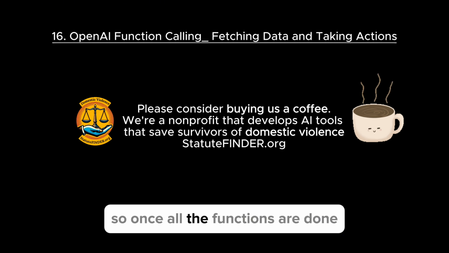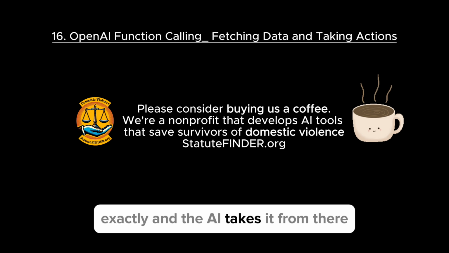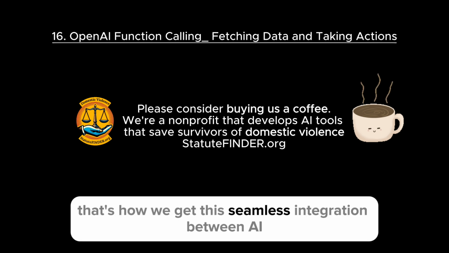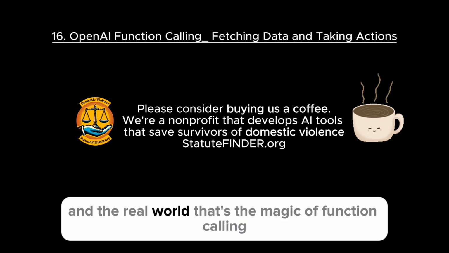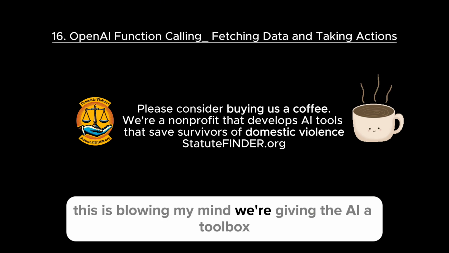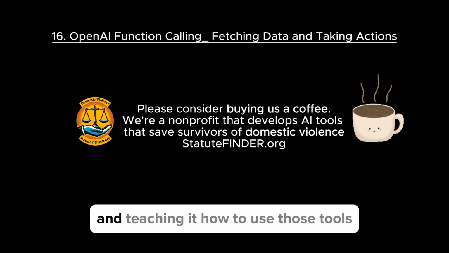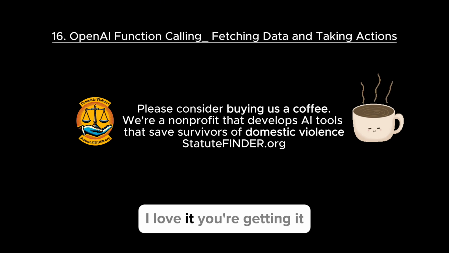Okay, so once all the functions are done, we send the results back to the AI. Exactly. And the AI takes it from there. And that's how we get this seamless integration between AI and the real world. That's the magic of function calling. This is blowing my mind. We're giving the AI a toolbox and teaching it how to use those tools. I love it. You're getting it.